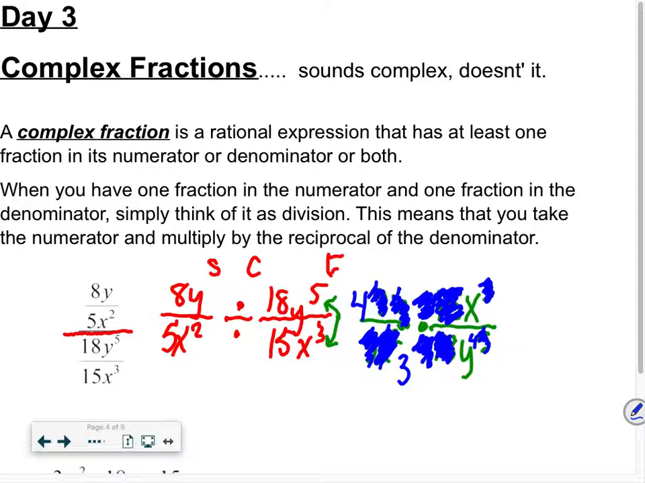No. Okay, read the top to me. 4x, 3y over 3, y to the 4th. Good. You did a really good job. Questions here?